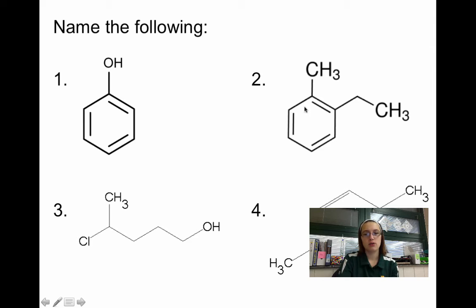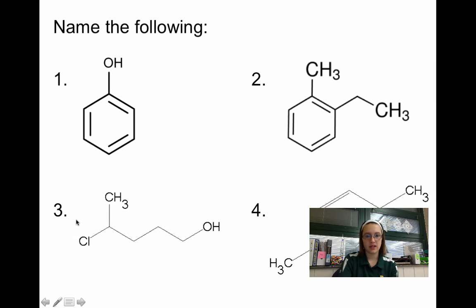For number 2, we have a benzene ring with a methyl group off of it. Remember, that is toluene. A benzene ring with a methyl group off of it is toluene. And so we have toluene with an ethyl group off of it. So if this is the number 1, this is the number 2, we would have 2-ethyl toluene.